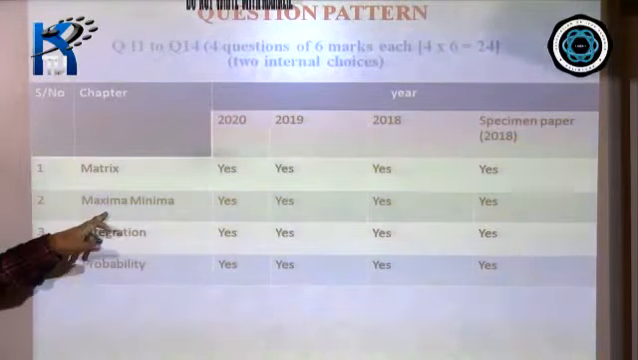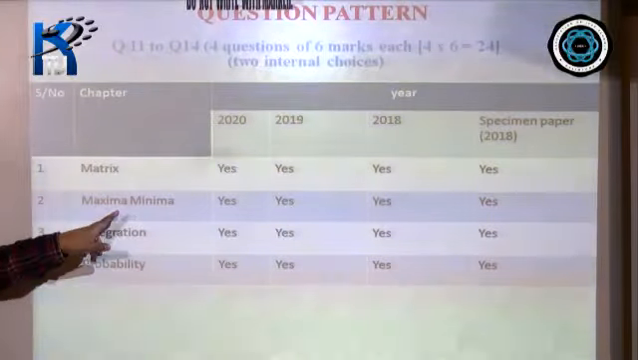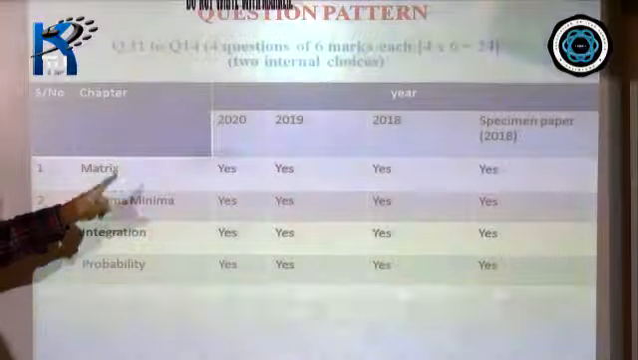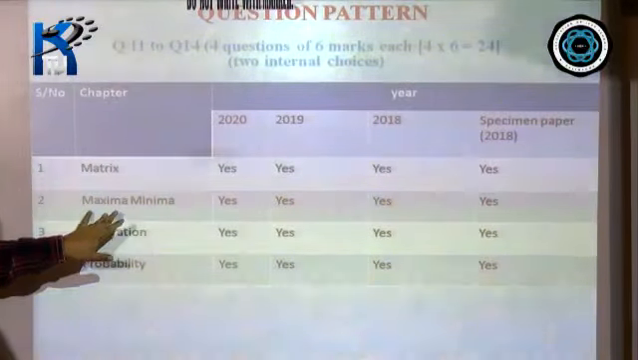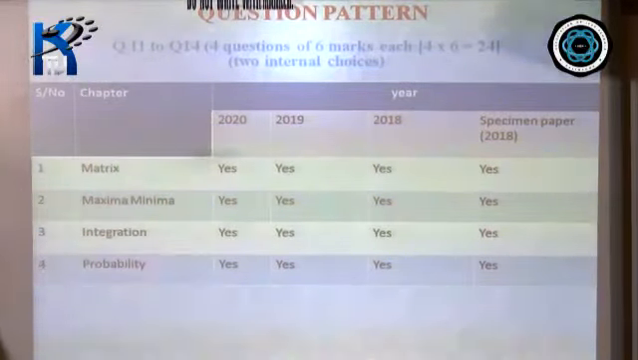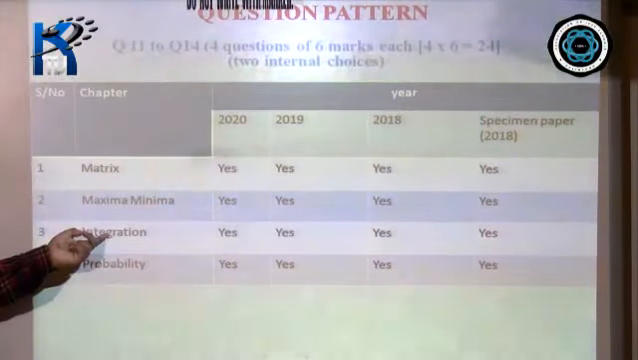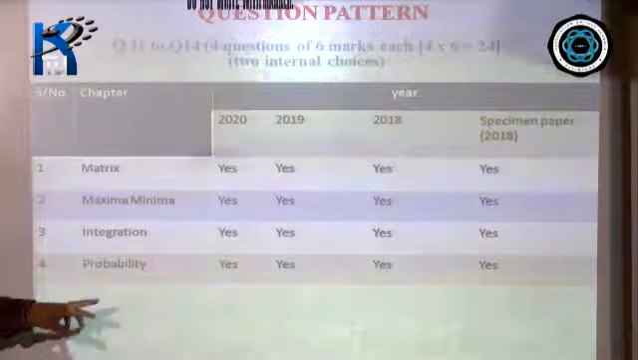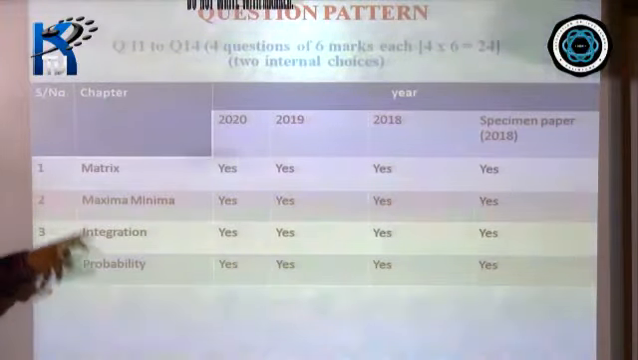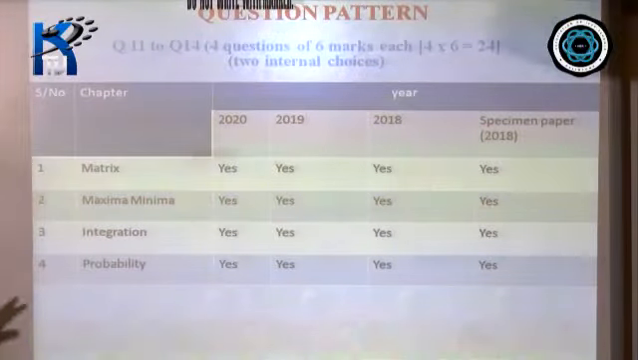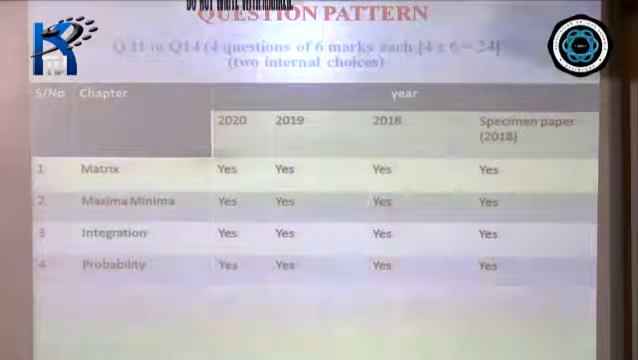Okay. Now, maxima and minima, in 2019 and 2020, you got an option. Internal choice. Integration also. Yes, integration also you'll get an option. Either definite integral or indefinite integral. And finally, probability. So these 4 chapters for 6 marks. So as I've already told you, that completes our section A, that is 20 marks.